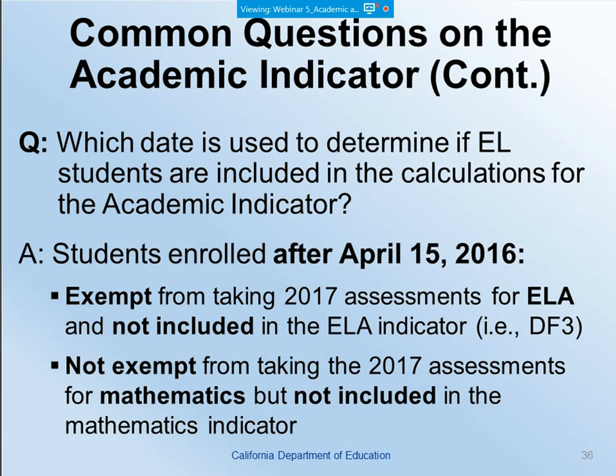So another thing that provides some confusion is that students who have been in the country for less than a year are exempt from taking the ELA assessment, but they're not exempt from taking the math assessment. However, we are not taking the scores of the math assessment and including them in the calculations for the mathematics. So even though students are required to take the math assessment, if they've been in the country for less than a year, they will not be included in the calculation. And the same is true for ELA.